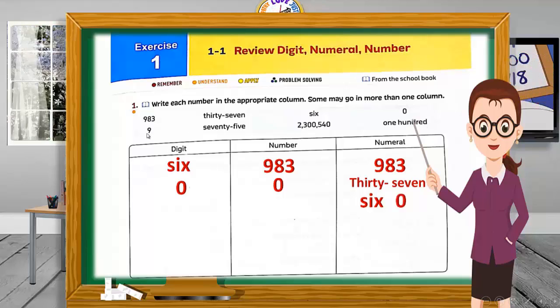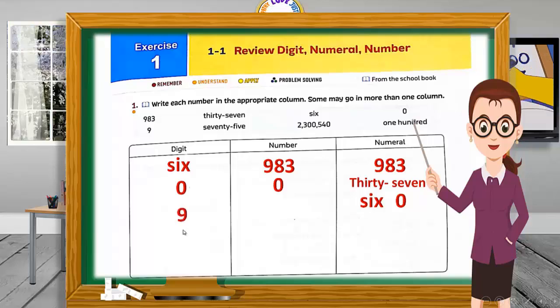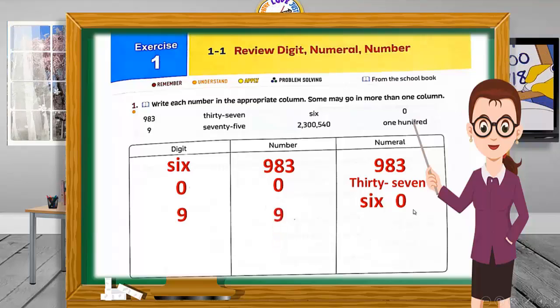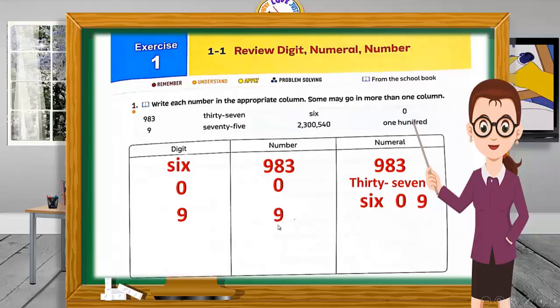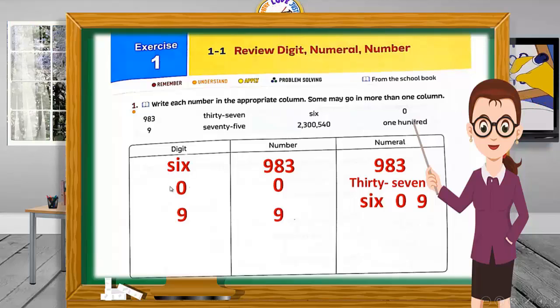Next, number 9. 9 is a digit because it's a single number. We said 0, 9, 7, 6. Any single number we can put here. Next, can we put 9 in number? Yes, we can put 9 in number. We can put 9 in numeral because 9 is in standard form, not in word form. Anything in word form we can put here, and here we can put word form and standard form.